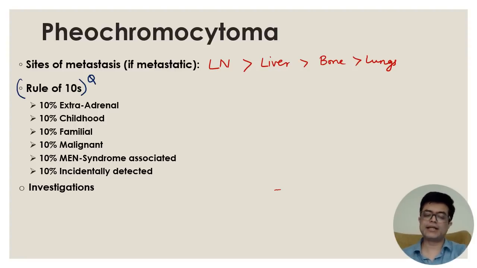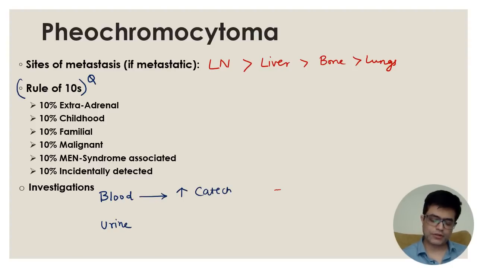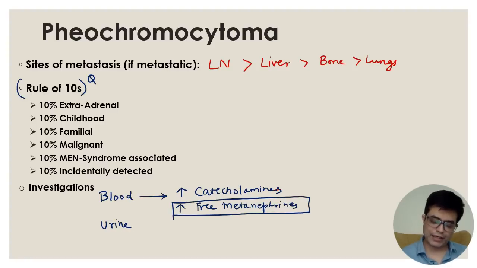And 10% are incidentally detected, so they will be silent before they present suddenly, or when you are evaluating for some other reason, you chance across a pheochromocytoma. What are the investigations? Two types of investigations are done: blood and urine. On blood, you will find increased levels of catecholamines, and you will find increased levels of free metanephrines. So plasma free metanephrine levels will be increased, and in fact increased free metanephrine in blood or serum is considered to be a screening test for pheochromocytoma.